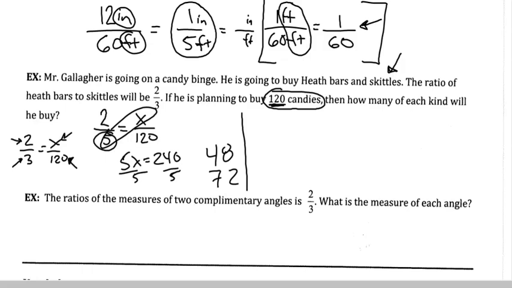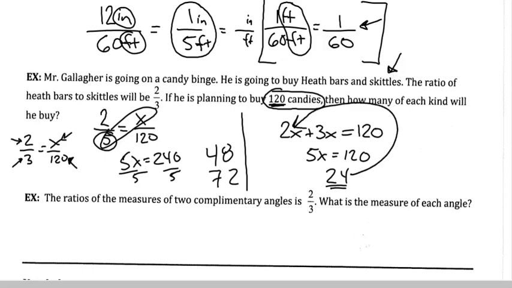Now, a different way you guys can do this, which is my preferred way, if it says 2 to 3, you say 2x plus 3x equals 120. That gives me 5x equals 120. And when you solve 120 divided by 5, you get 24. Now you got to remember that's not your answer. What you would do then is substitute back in. 2 times 24 is 48. That's how many Heath bars. 3 times 24 is 72, and that would give you the number of Skittles.